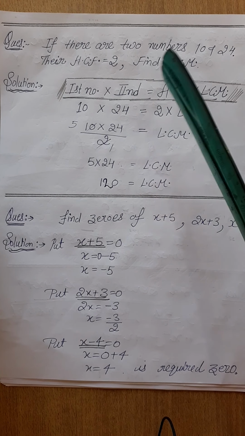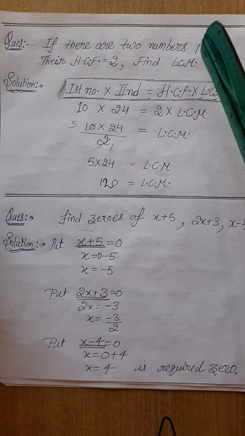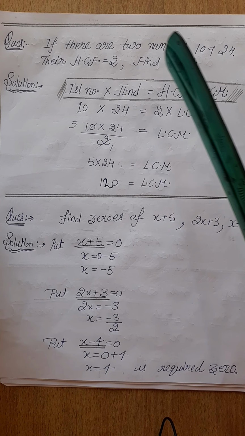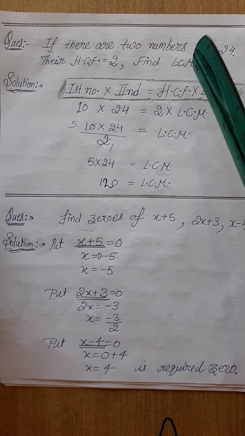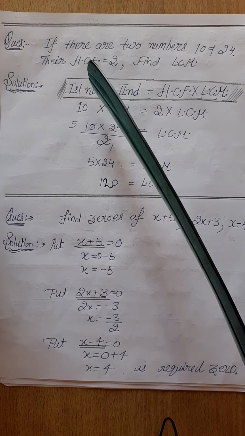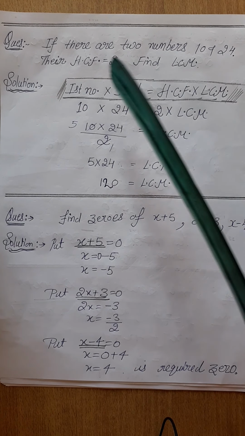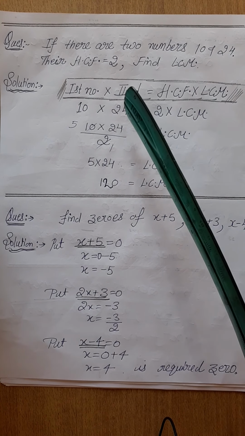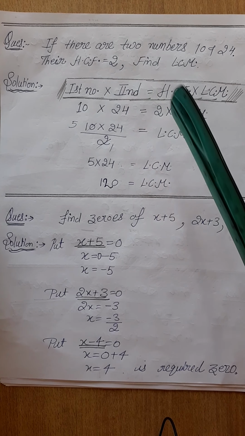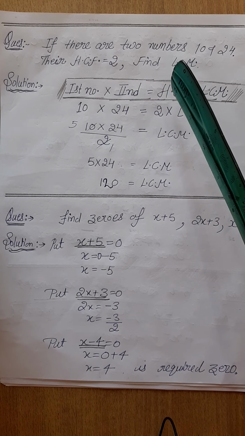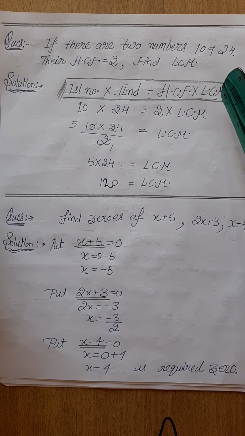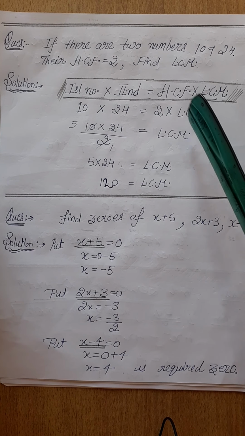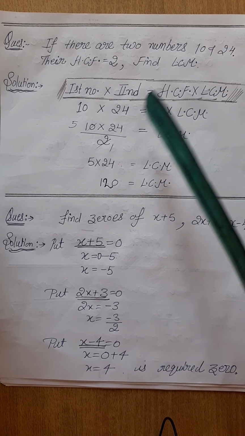I repeat, we have two numbers 10 and 24 and we have their HCF also and we have to find LCM. To find the LCM, we use this identity. First number is 10 and second number is 24 and HCF is 2. Highest common factor and we have to find LCM. Now, to find LCM, divide the fraction by 2.